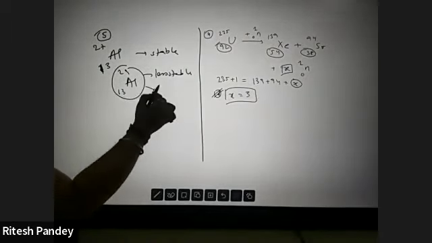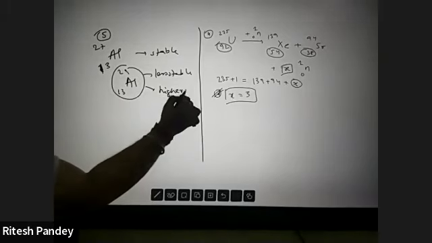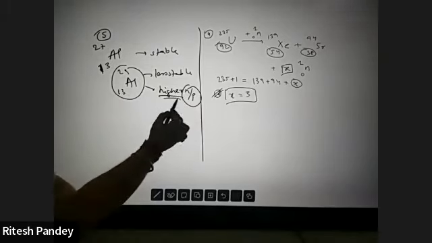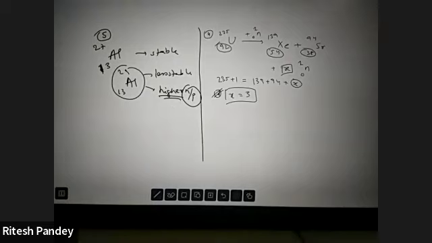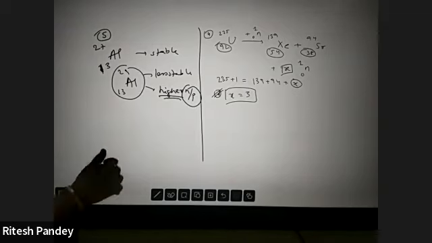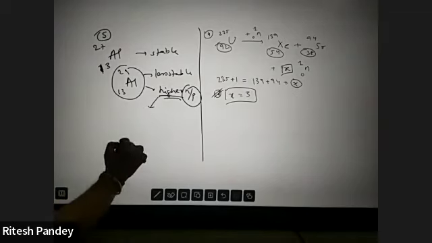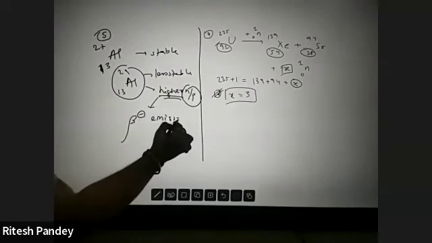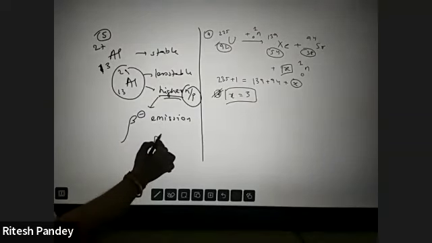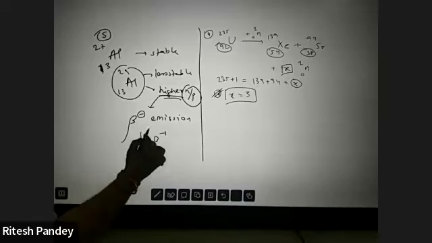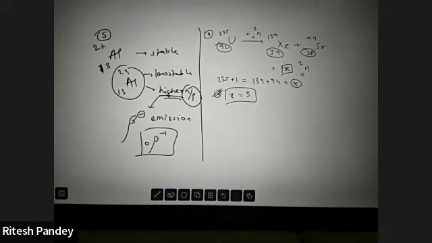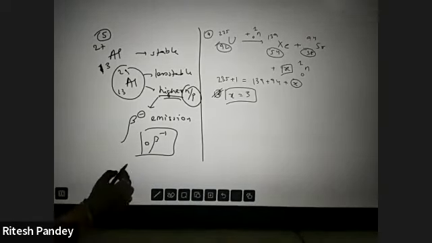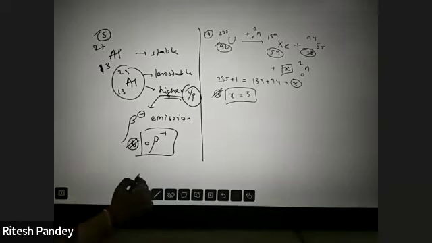Now you realize the one which is less stable is a higher N by P. Any doubt here? And a higher N by P will be treated by a beta emission. Beta minus लिखो. बीटा माइनस लिखो, ऐसा लिखो. ऑप्शन खाली बीटा लिखो.